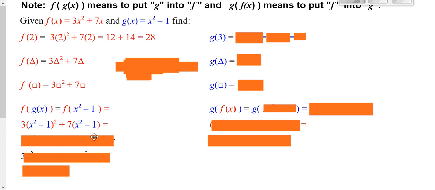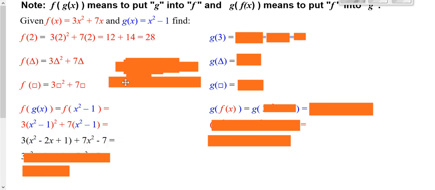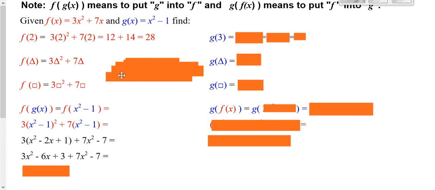So now all I have to do is work this out. Here I could distribute through my 7, but here squaring means multiplying by itself, so it'd be x squared minus 1 times another x squared minus 1. So if you FOIL that out, you get this here. Then you can distribute through your 3, then collect your like terms after that, and you get this.